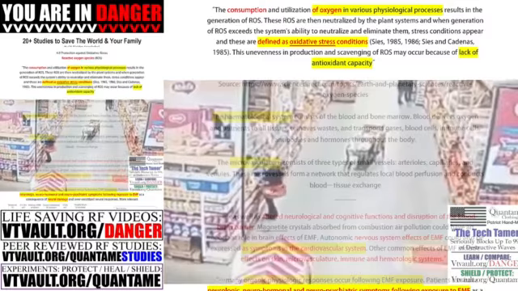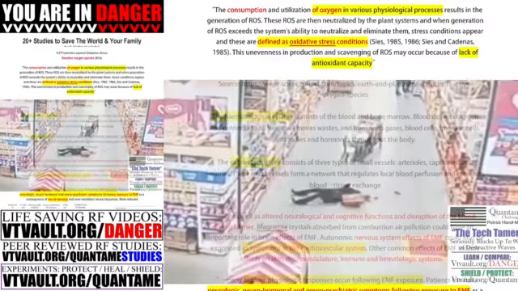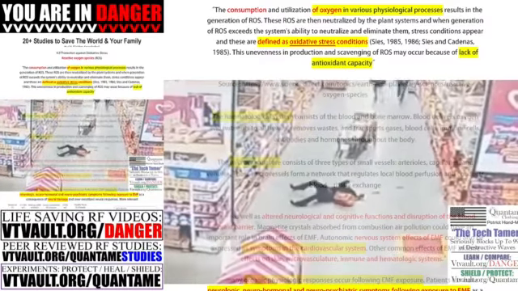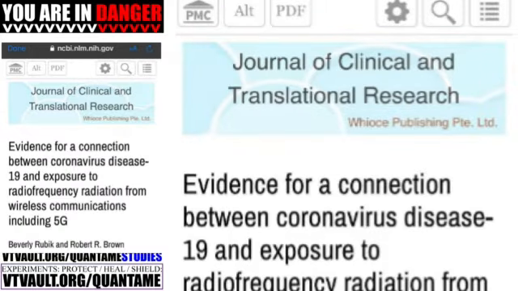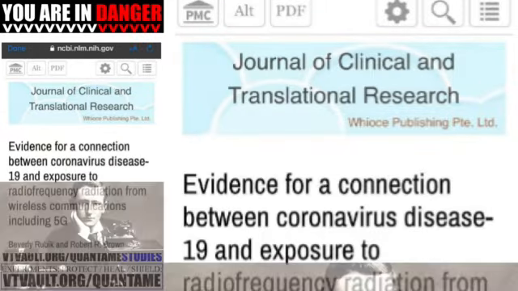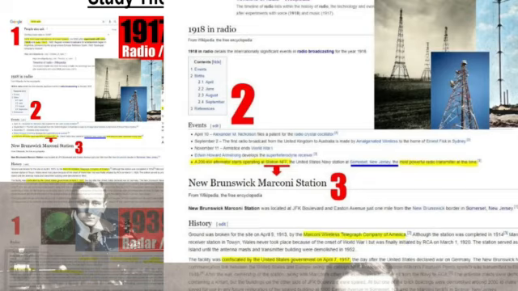And another curious study is 5G and induction of coronavirus in skin cells. Absolutely amazing study, and that goes right to this and tells you 5G absolutely is RF radiation. All of this is RF radiation. Their first radio transmission, that's when all this began.